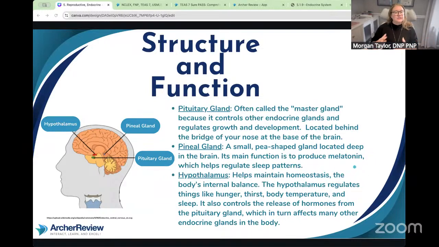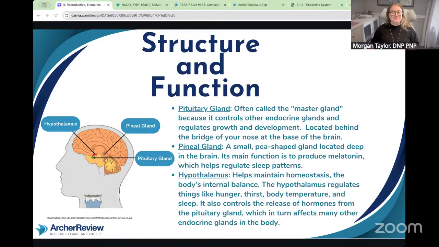All right, last one in the brain is the hypothalamus. It's right there. It is very important in maintaining homeostasis, really keeping all systems balanced inside the body. Things like hunger, thirst, temperature, sleep. It is going to have a major impact body-wide. Pituitary, pineal, hypothalamus, three different endocrine structures all in the brain.